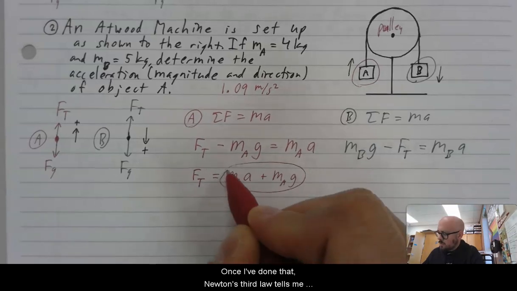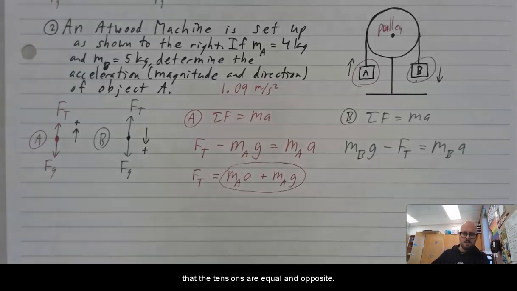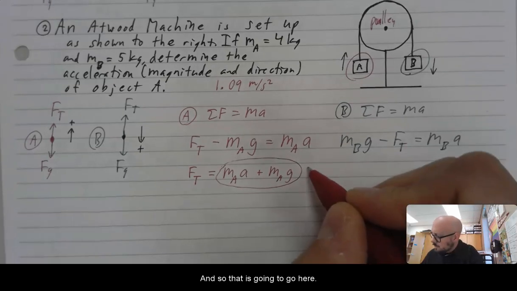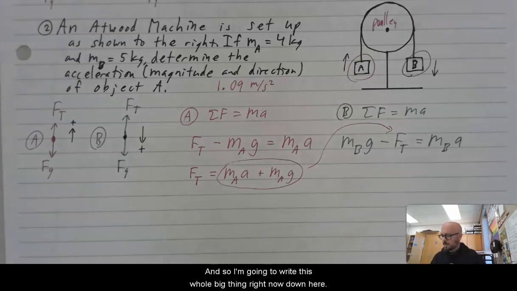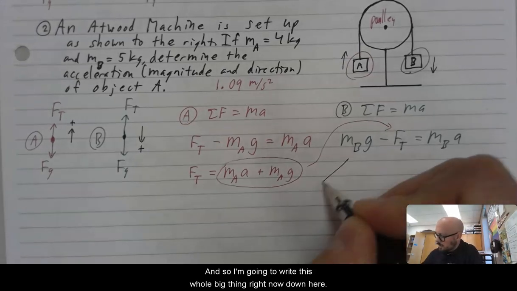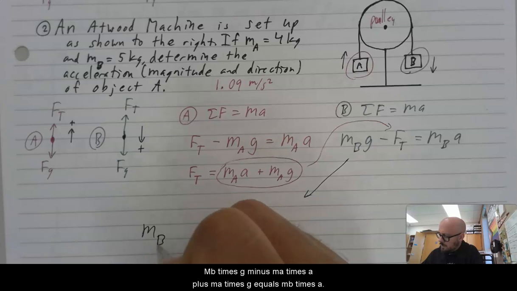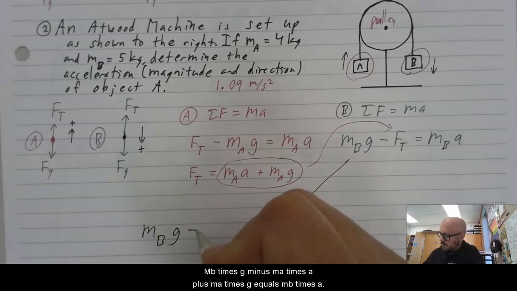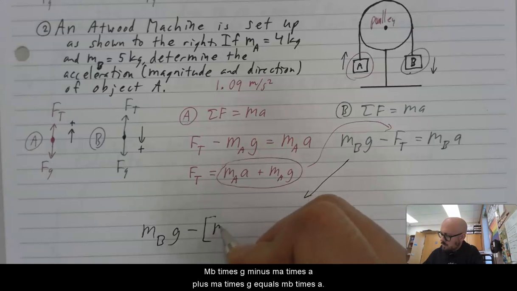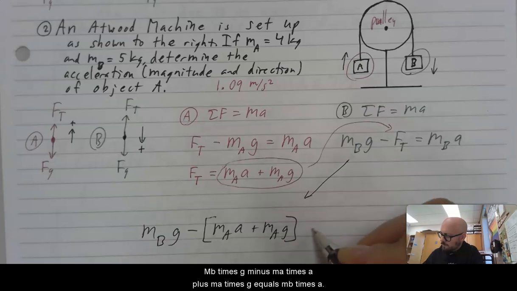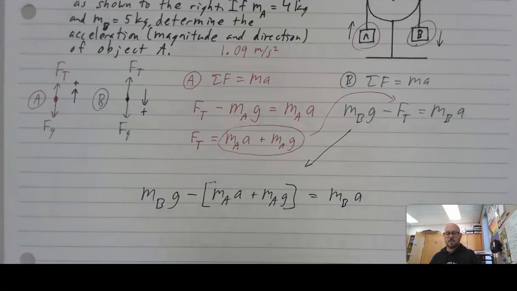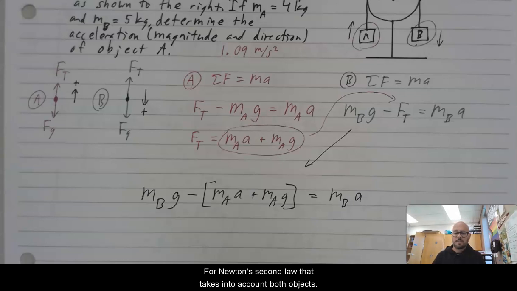Once I've done that, Newton's third law tells me that the tensions are equal and opposite. And so that is going to go here. And so I'm going to write this whole big thing right now down here. MB times g minus MA times A plus MA times g equals MB times A.